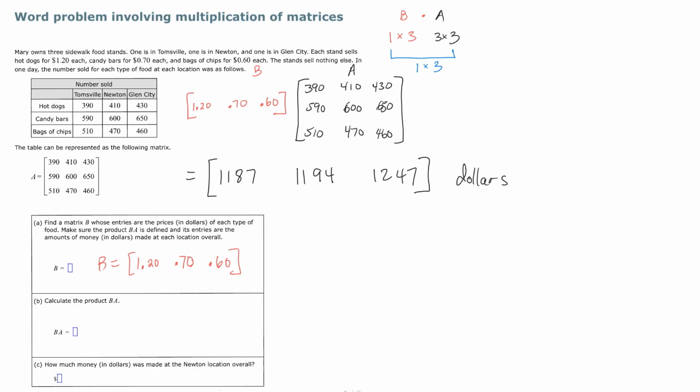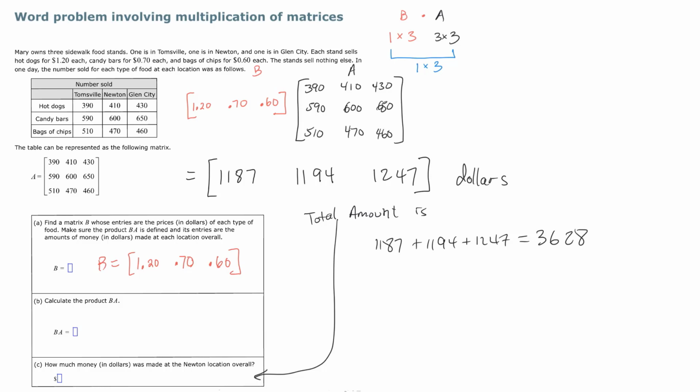So how do we compute the total amount of money? We simply add up all 3 of these numbers. The total amount is what? 1187 plus 1194 plus 1247. I guess I could write it sideways. And of course, you could put that in the calculator. Let's see what that is. That amount is 3628. And of course, that is in dollars.